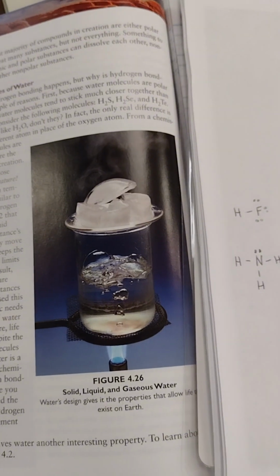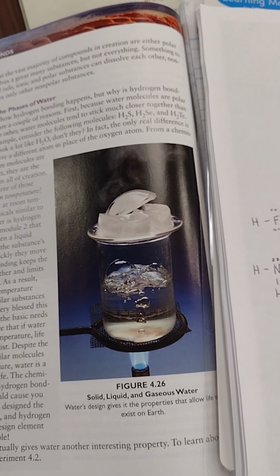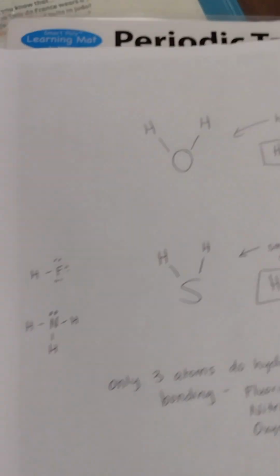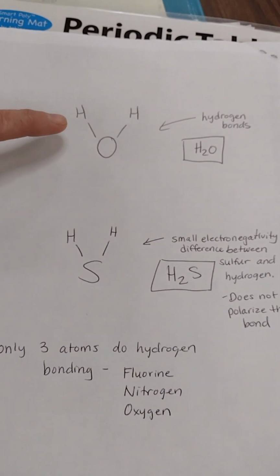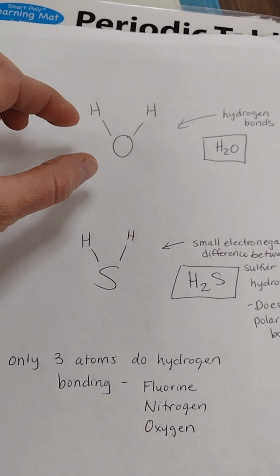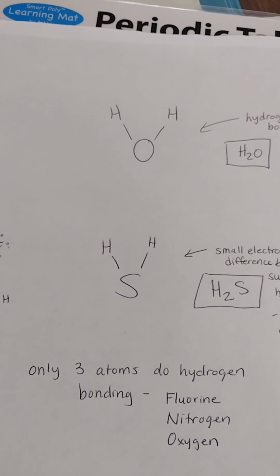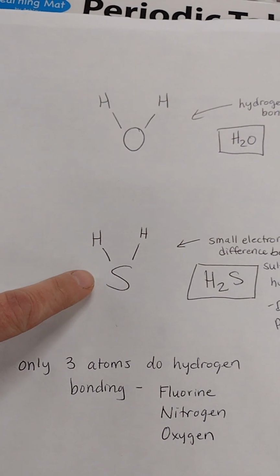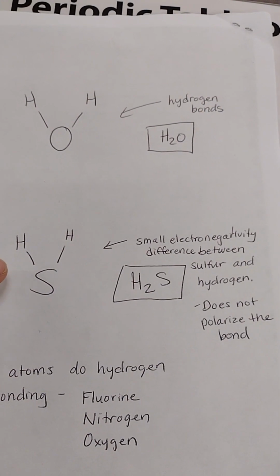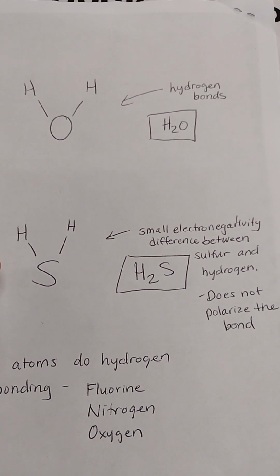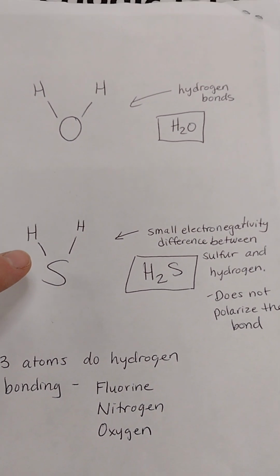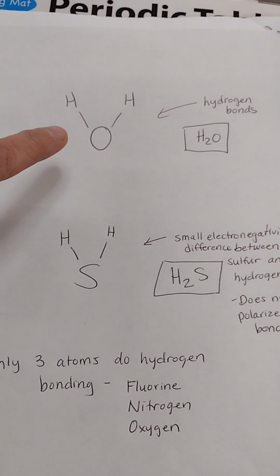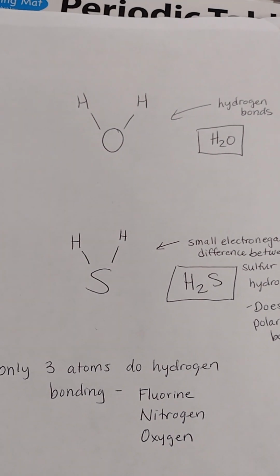This page here talks about something important. Why is water a liquid at room temperature when other chemicals similar to water are gases? So it's because of these hydrogen bonds. It holds so tightly together that it forms a liquid. The other ones that are that shape are actually gases, and there's such a small electronegativity difference between the sulfur and the hydrogen, so they can't polarize their bond and do what H2O can do and become a polar molecule.